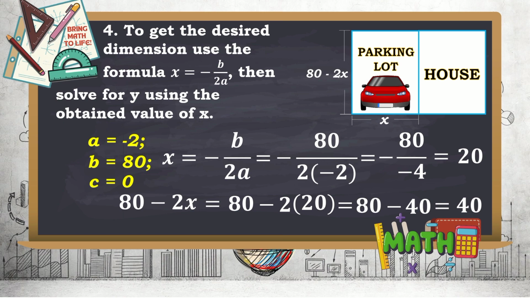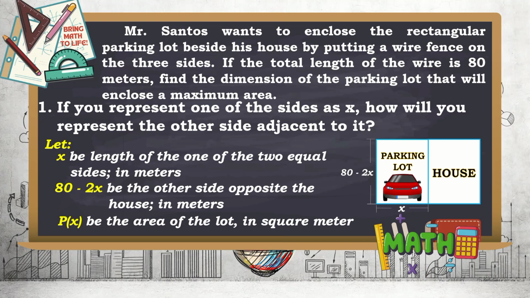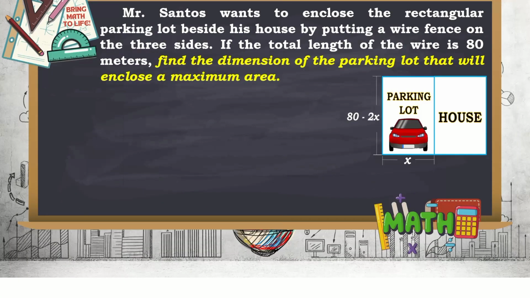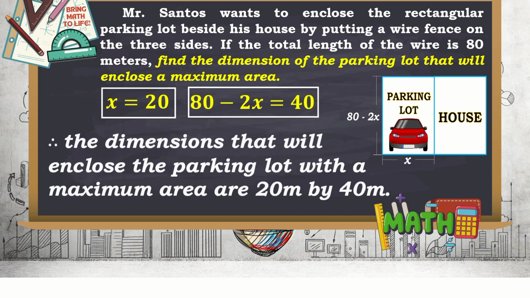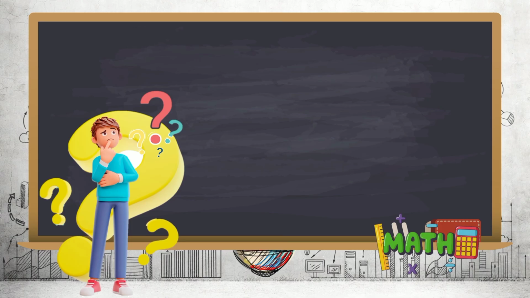What is the meaning of 20 and 40? So it says here, a while ago, that x represents the length of one of the two equal sides, and 80 minus 2x be the other side opposite the house in meters. So we can now answer the question, find the dimensions of the parking lot that will enclose a maximum area. Therefore, the dimensions that will enclose the parking lot with a maximum area are 20 meters by 40 meters.